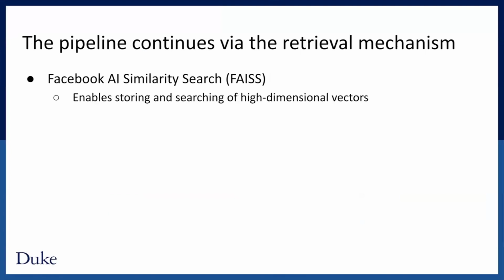So the pipeline, after SBERT and we make these embeddings, continues via that retrieval mechanism. And we use the Facebook AI Similarity Search, or FAISS, to store and index these high-dimensional vectors. FAISS is designed to handle the search and retrieval of similar vectors very efficiently. So I figured it would be a good thing to use FAISS here.